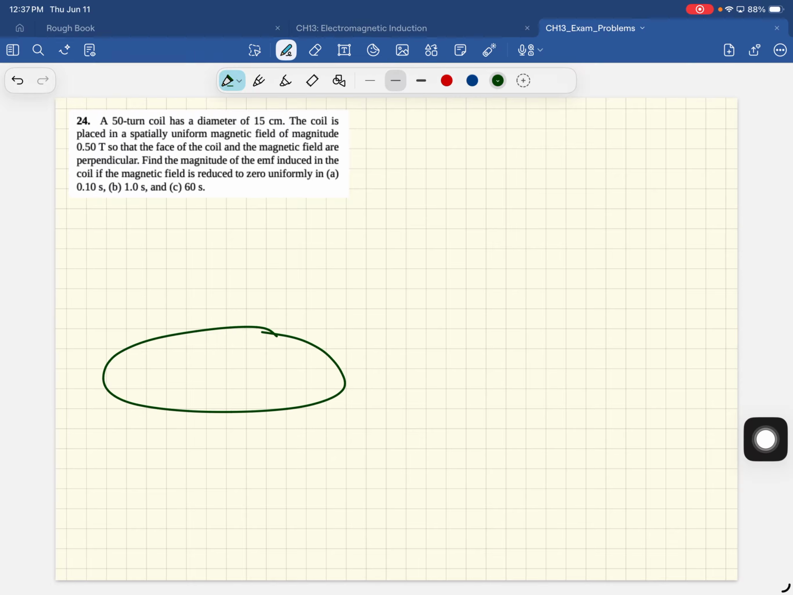All right. A single turn circular loop of wire of radius 50 millimeter lies in a plane perpendicular to a spatially uniform magnetic field. During a 0.1 second time interval, the magnitude of the field increases uniformly from 200 to 300 millitesla. Determine the EMF induced in the loop. So the magnitude of the induced EMF.